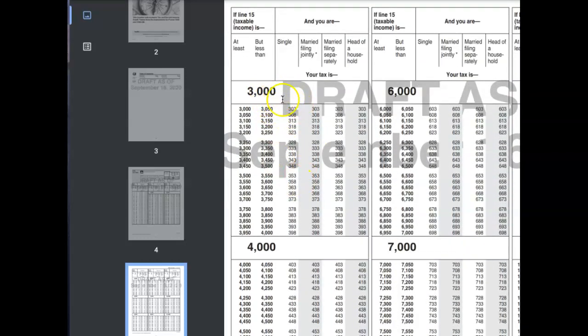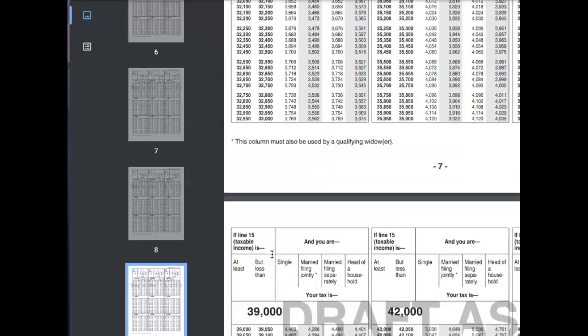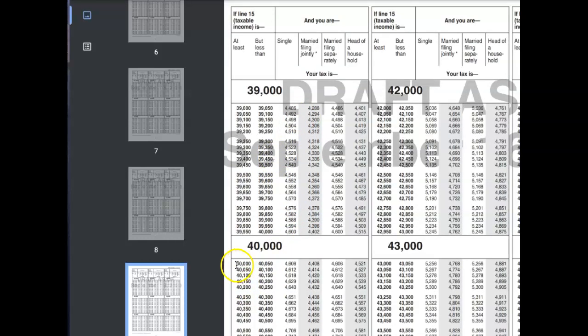This would be a lower income, like a part-time worker, $3,000, $4,000, $5,000 a year. And then as we scroll up, see how it keeps going up and up and up. So let's just say you made $40,000 a year. And it was, let's say it was between $40,000 and $40,050. So anywhere between that range. Or maybe you made between $40,250 and $40,300, that $50 range. And you look across this row. Let me show you again. This row right here. And if you're single, see single up here? This is what you owe in taxes. If you're married, it's this number right here.